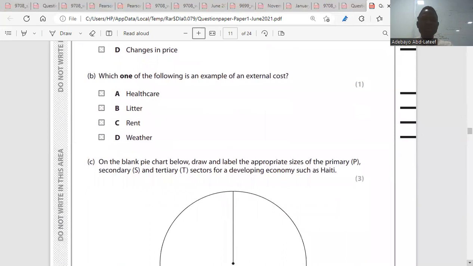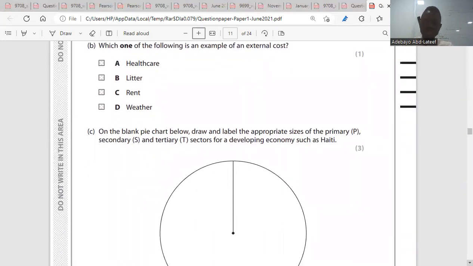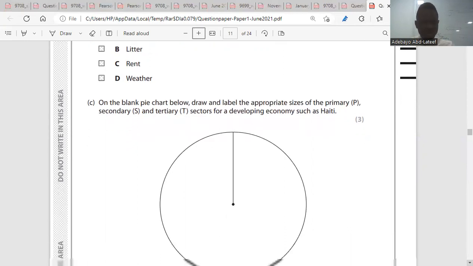So we go to B. Which one of the following is an example of an external cost? External costs are spillovers, which are negative spillovers based on the action or inaction of an individual or of a firm or the government. Healthcare cannot be an external cost, it will be an external benefit. Rent is a private cost. Weather condition doesn't have anything to do with external cost or private cost. It's a free good, so it doesn't have anything to do with cost. So rent is not. Littering around. When you litter the ground, it's an external cost because it is pollution. So the answer is B. Then we go to question C.